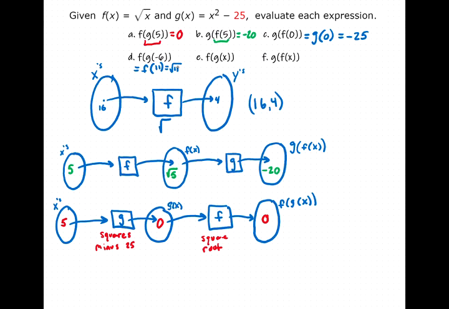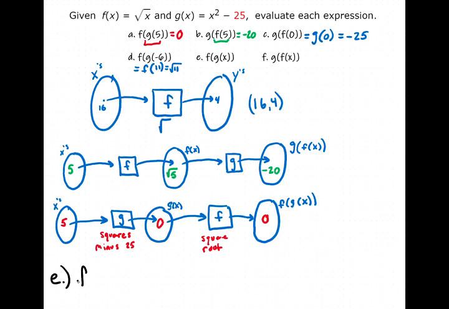All right, so for part A, B, C, and D, we're using a specific number. And that number has two functions applied to it. Either the g first, and then the f, or the f first, and then the g. All right. And so now for part E and F, rather than using specific values for the input, we're using the functions themselves.